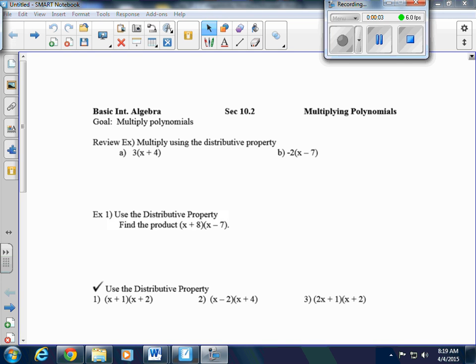Next 2 days, we are going to be talking about section 10.2, which is on multiplying polynomials. Now remember, we just got done talking about adding and subtracting polynomials and putting our like terms together. So we're going to continue on with this now, only we're going to be talking now about multiplying polynomials. And if we remember back to probably a couple of months ago, we talked about something called the distributive property.